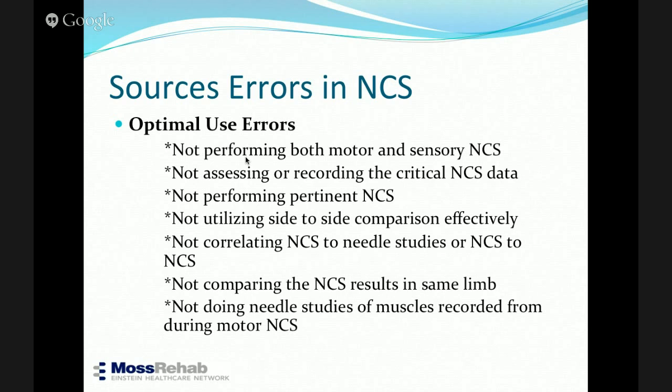Not performing pertinent conduction studies. So if you have a shoulder weakness, but you do median and ulnar, it's not going to tell you anything about shoulder weakness. You have to do appropriate conduction studies. You have to select appropriate ones. Not utilizing side-to-side comparison. Not correlating nerve conduction studies with needle studies.